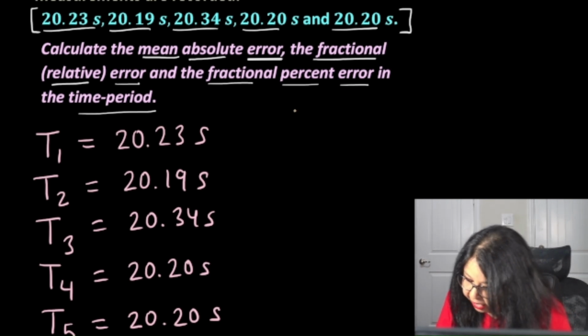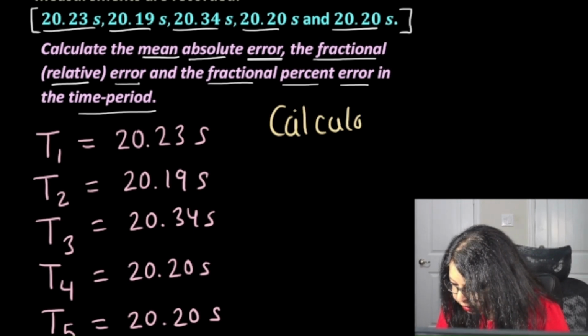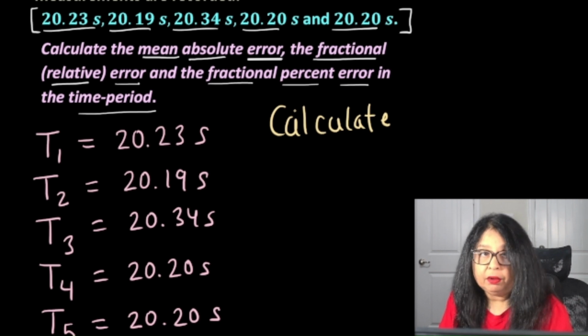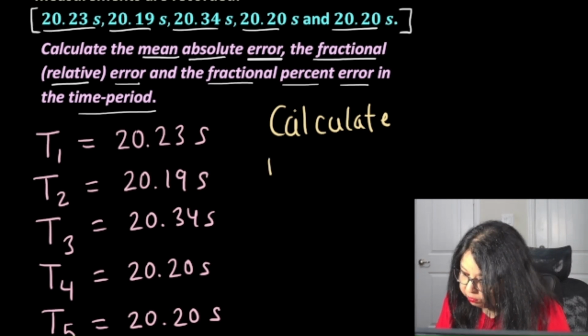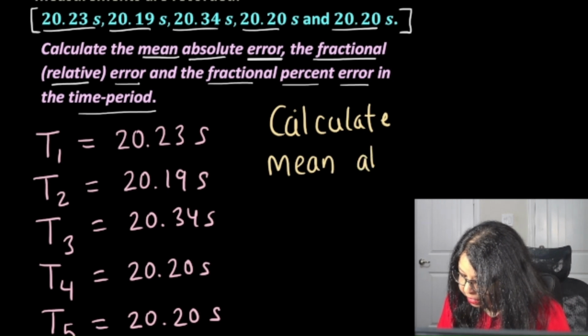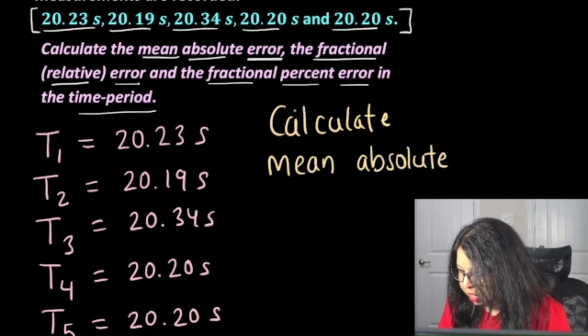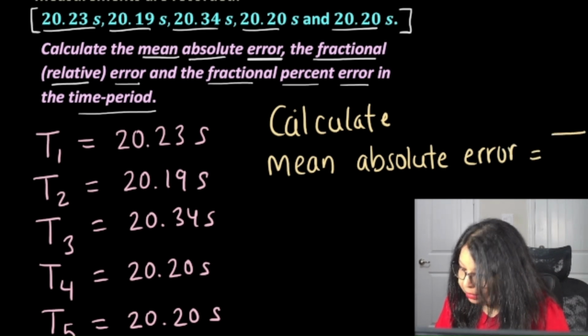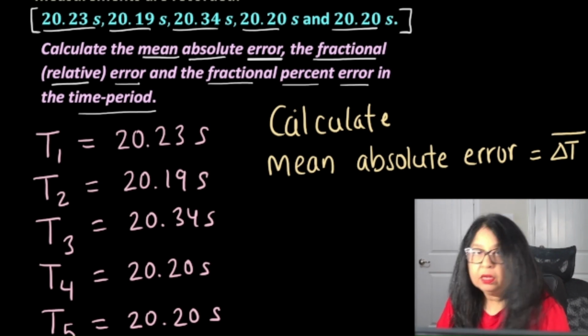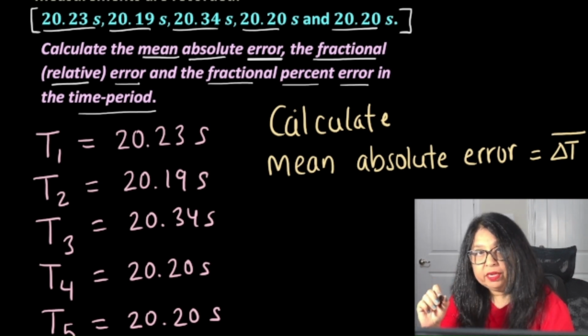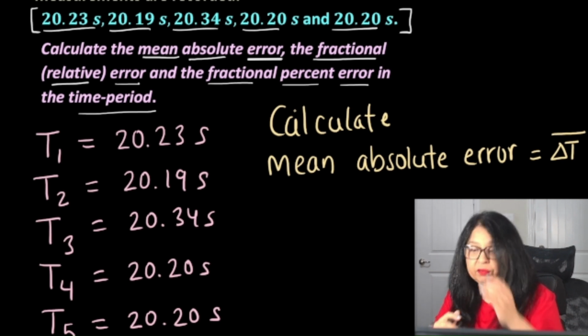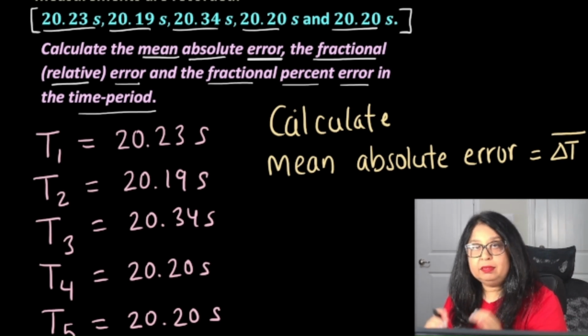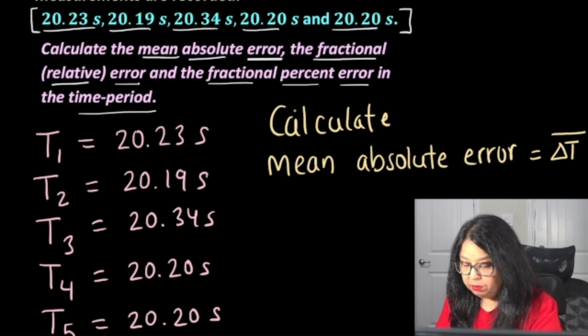We are asked to calculate the mean absolute error. How do we represent the symbol for it? It will be delta t with a bar over it. The bar, the line over delta t, means the mean or the average. And this delta t is the absolute value of the error. What it means exactly, we'll see in a minute.